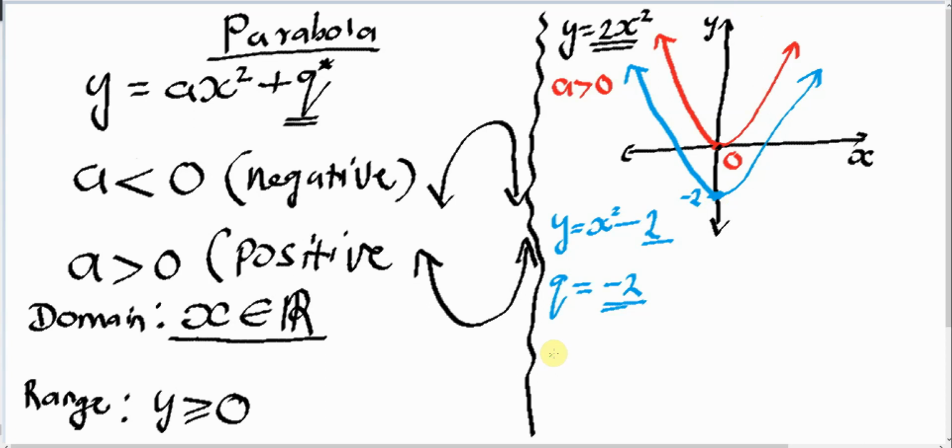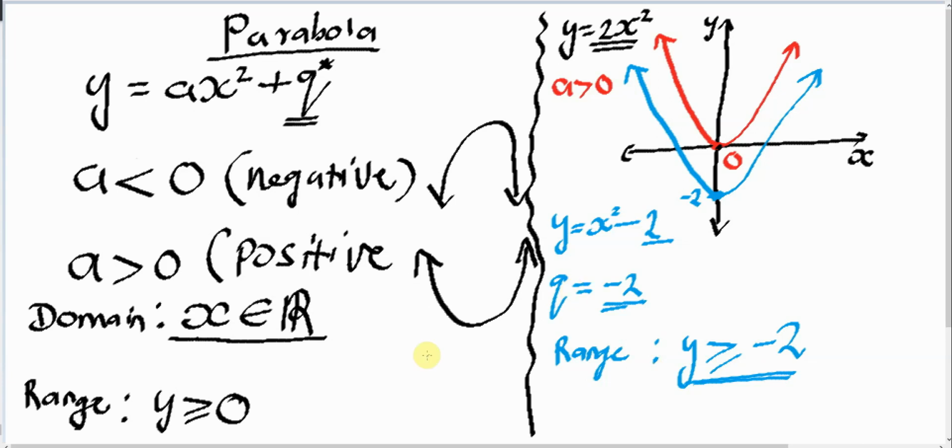So when you write your range, you will simply say that the range for this function is y is greater than or equal to -2. So -2 is included in the range, and that is because you still have a function when y is equal to -2. Hence we have a greater than or equal to sign. So you should always include the equal sign when you write the range for the parabola.